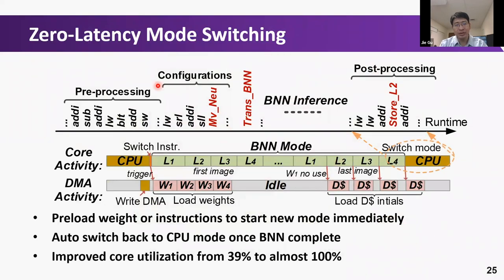We also developed a special scheme to switch the mode, because our idea is to use one single core to perform both CPU and neural network work. In that case, if you switch between modes, there could be time you have to spend reloading the memory, right? So we developed a zero latency mode switching that allows us to switch the mode without even waiting. Right before we switch from CPU mode into BN mode, just a few seconds earlier, we preload the first layer of the neural network weights. And then we can start the neural network operation immediately.